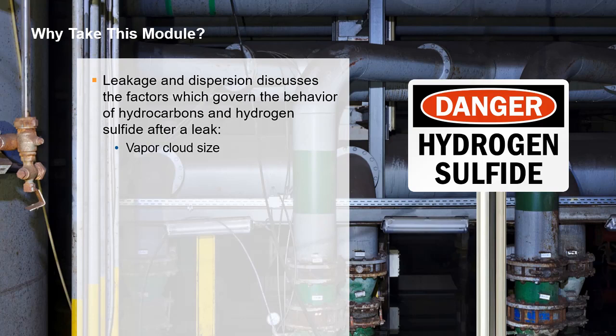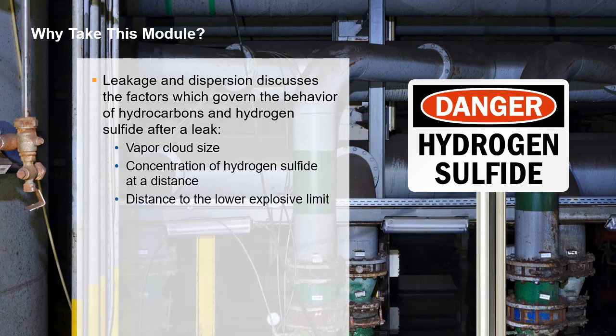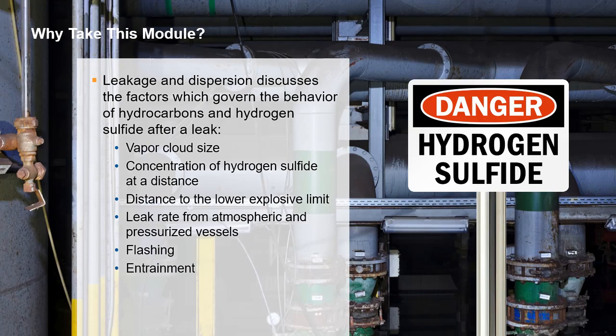Vapor cloud size, concentration of hydrogen sulfide at a distance to the lower explosive limit, leak rate from atmospheric and pressurized vessels, flashing, and entrainment all need to be considered if we are to prevent escalation of an incident that should be controllable into a major process safety incident.